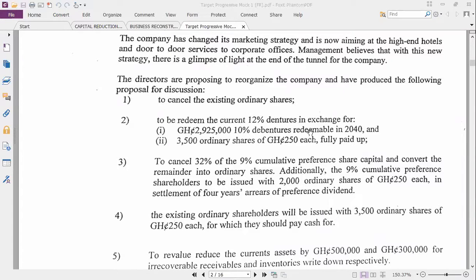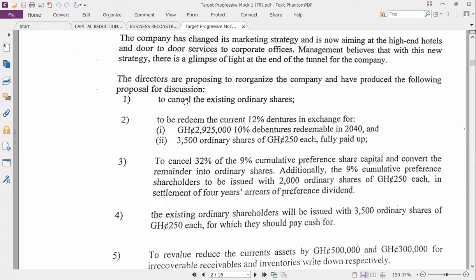The directors are proposing to reorganize the company and have produced the following proposals for discussion. So that's the scheme that they've designed for you already. You have to base on it. They'll number it one after the other. First, cancel the existing ordinary shares. To cancel the existing ordinary shares, let's go and cancel it.